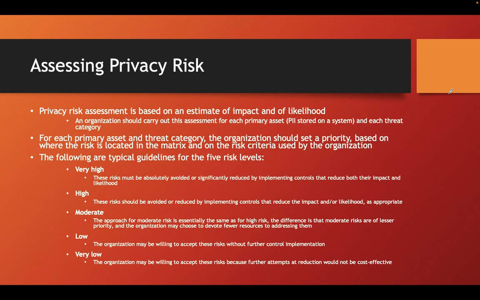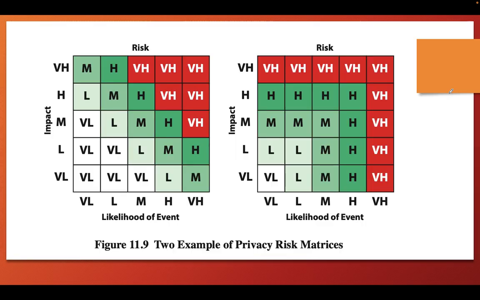Now let's go to assessing privacy risk. In assessing privacy risk, you're going to look at the very high, the moderate, the low, the very low. Okay, we talked about this. Is that okay? All these are itemized in the various systems. So when you carry this out, in figure 11.9 you see two examples of privacy risk matrices. Here are matrices for the impact and risk assessment. For this you have the very high risk itemized in this place. You have the medium, the moderate, the low, and the very low here.